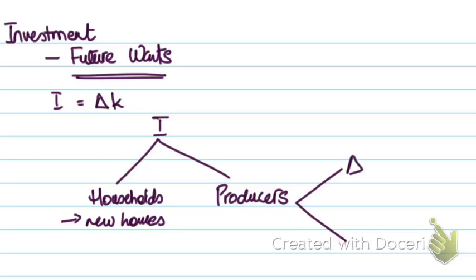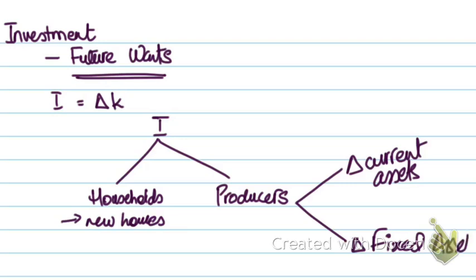That is, change in current assets and change in the fixed assets. So current assets are basically those whose gains and benefits can be realized within 1 year. So current assets can include, say, raw materials. That is, producers will use those raw materials to produce finished goods, which can later be sold to consumers.